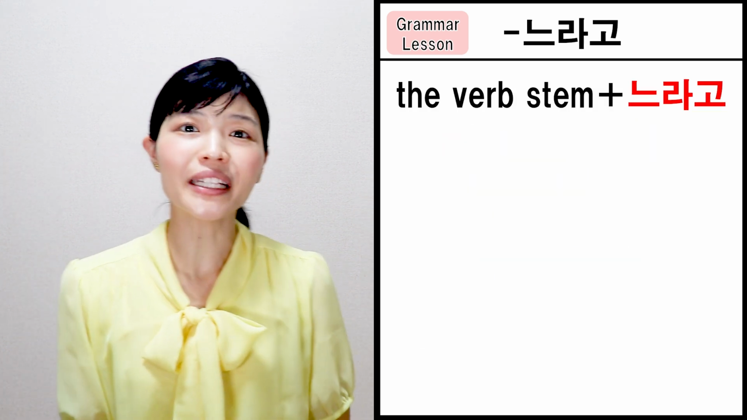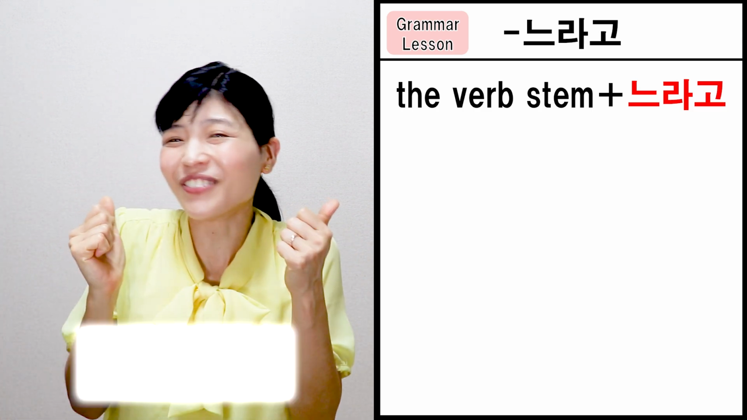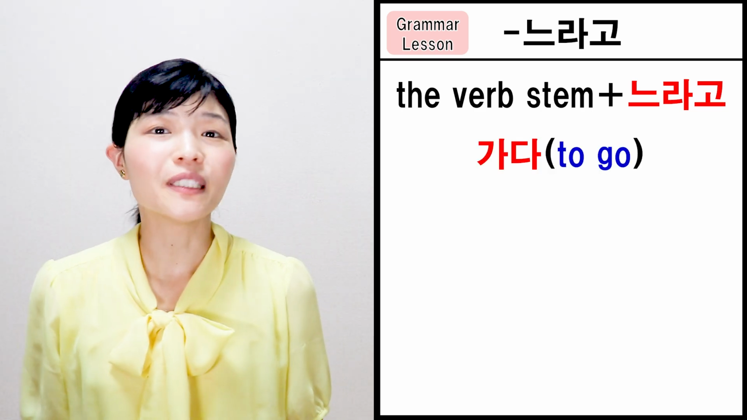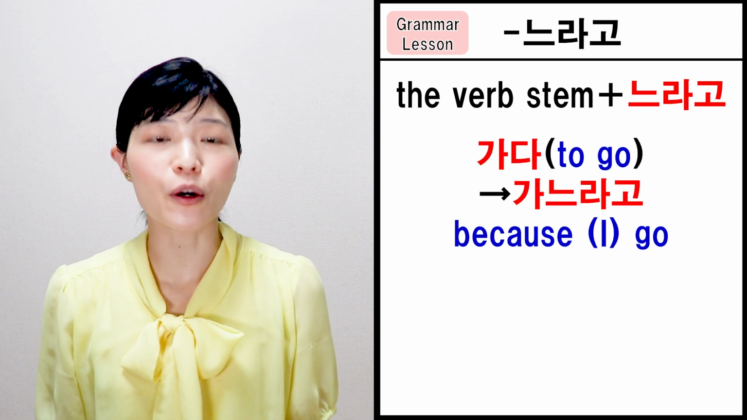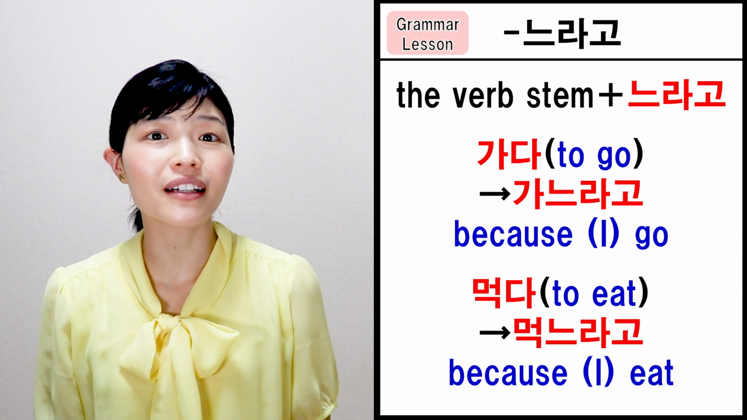To apply this, you attach 느라고 to the verb stem. Oh, this conjugation is simple. I like it. For example, 가다 to go will be 가느라고, because I go. 먹다 to eat will be 먹느라고, because I eat.